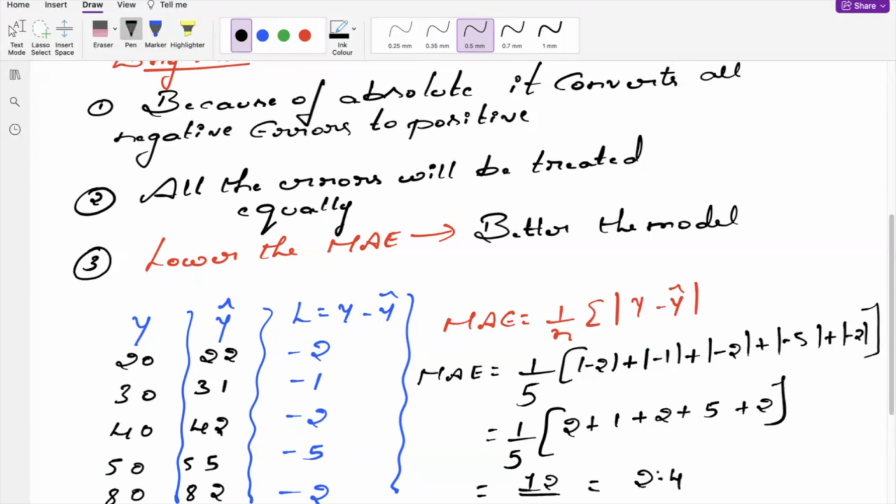So this is how MAE is calculated, which is one of the important metrics used to evaluate a linear regression model. I hope it's clear. This is all about mean absolute error, which finds the average absolute difference between the actual and the predicted. So the lower the MAE value, the better the model.